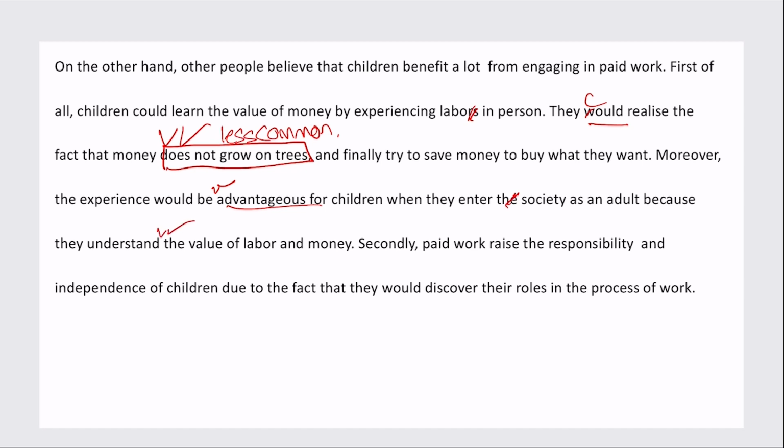Secondly, paid work raises the responsibility and independence of children due to the fact that they can discover their roles in the process of work. So, discover their roles.